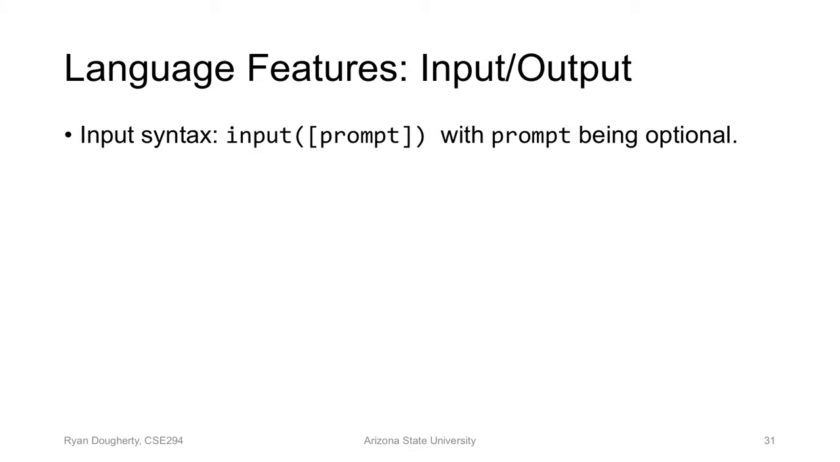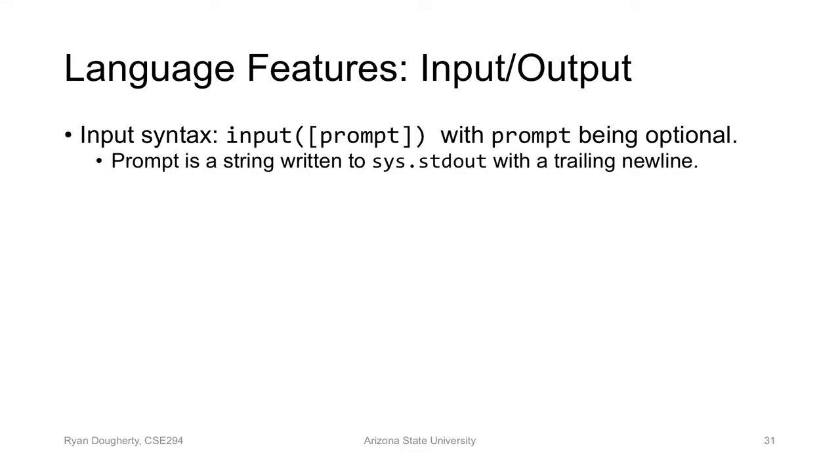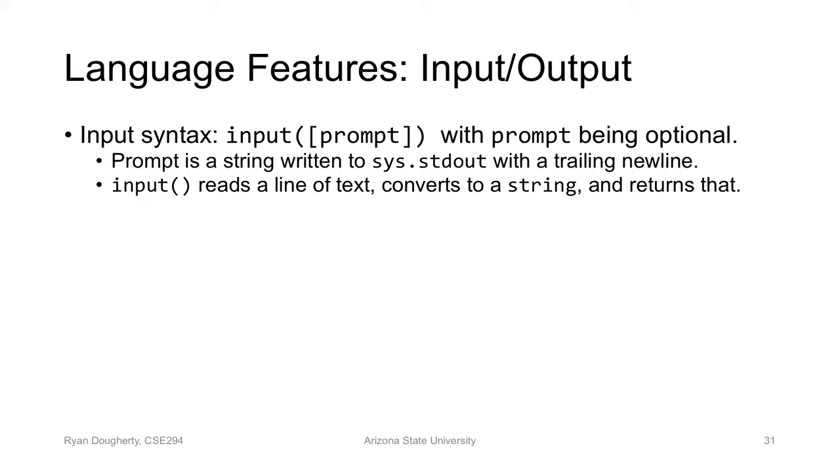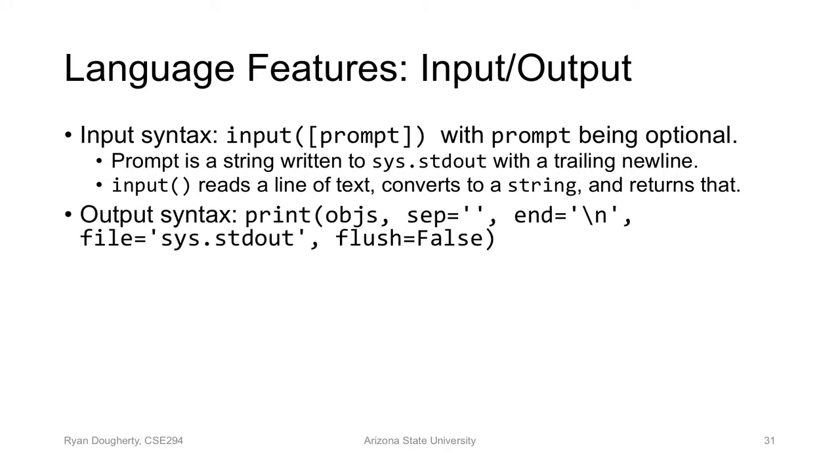So we've talked about inputting from the user. So that's just calling the input function with no arguments if we don't want any output. But if we want a prompt or something, then we fill in that optional argument with a string. So prompt is a string written to stdout, so printed to the console with a trailing new line. Input reads in a line of text, converts it to a string, and returns that. But we also have named arguments here. So print for outputting. For print, objects is just the comma separated list. So it's either one or more elements.